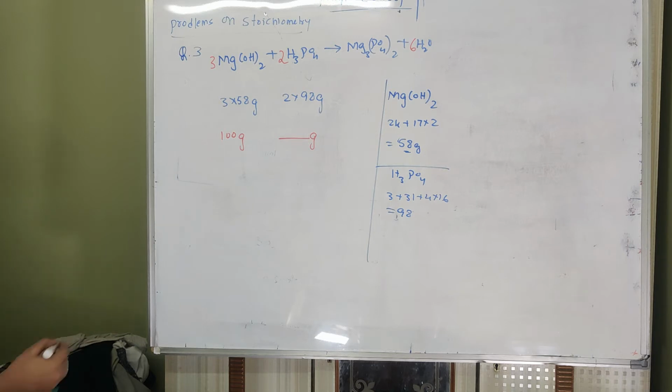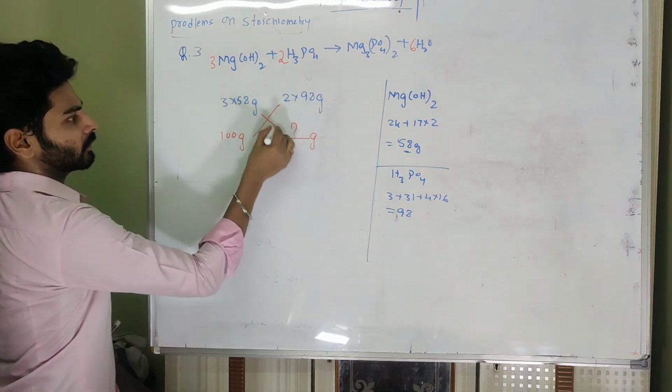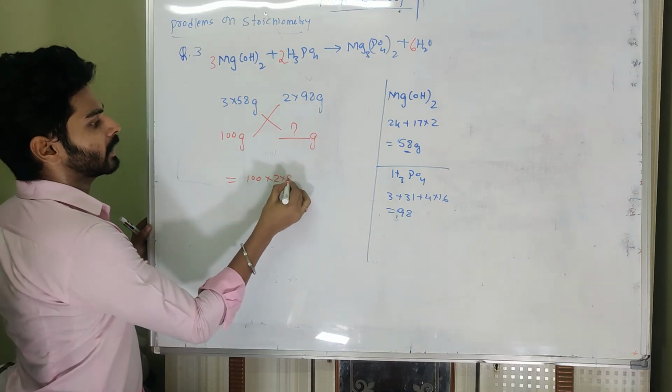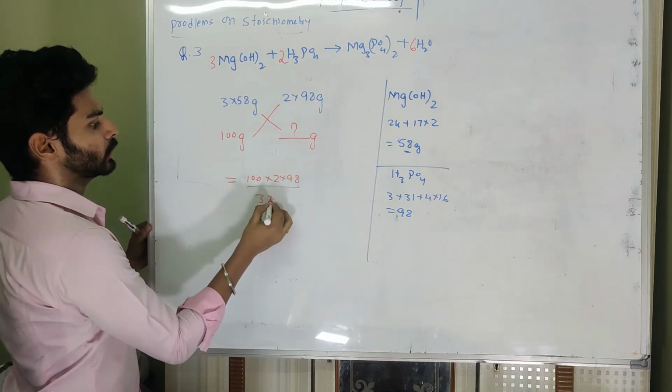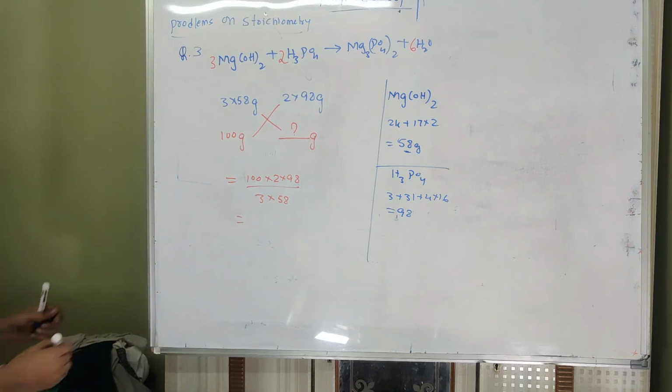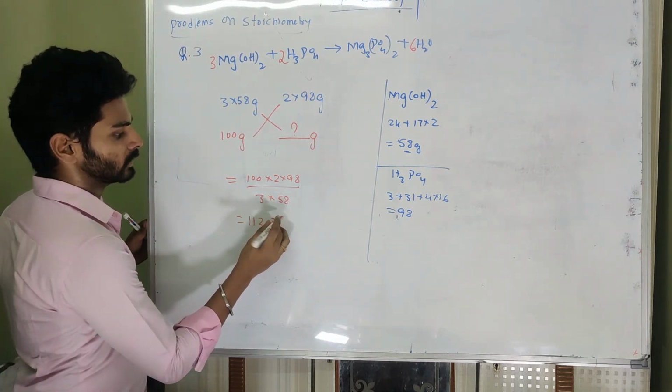So 100 grams needs how much? This is straight away cross multiplication: 100 into 2 into 98 divided by 3 into 58. This will give us the answer as 112.6 grams.